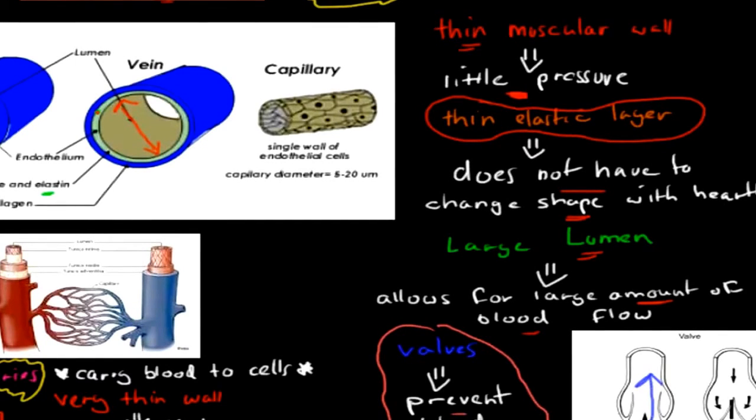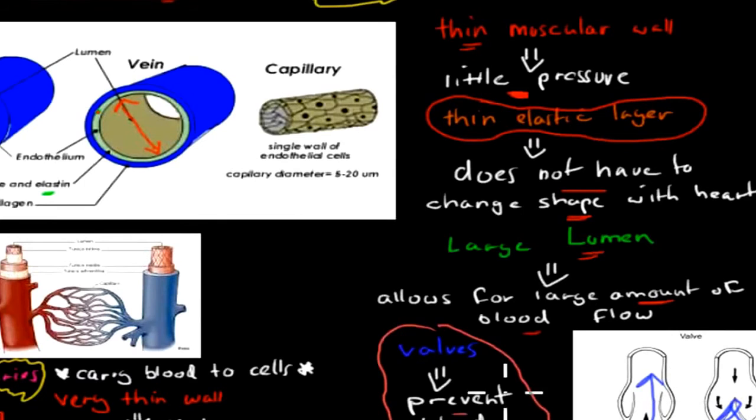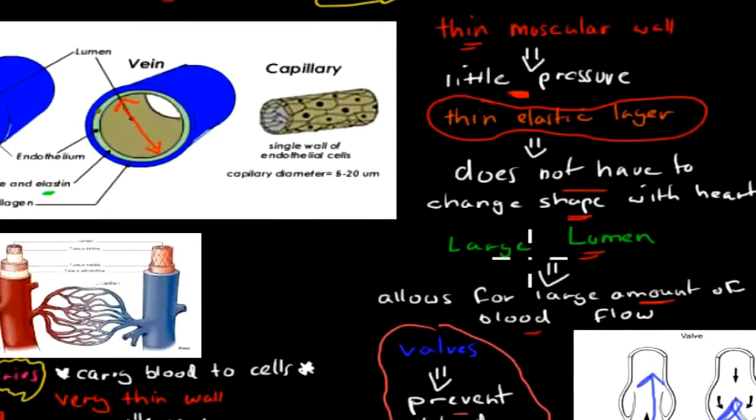The way it can do that is it has these valves, which once blood passes through, will shut. So here it's shut, so you can't have any backflow. So it will only go one way. Valves allow veins to control their blood flow to make sure it doesn't go backwards. And that's for only veins.